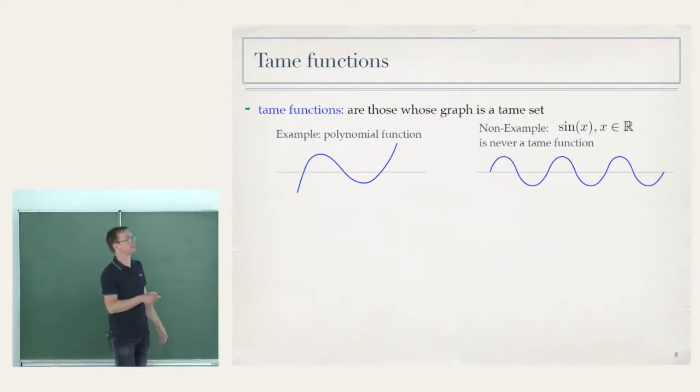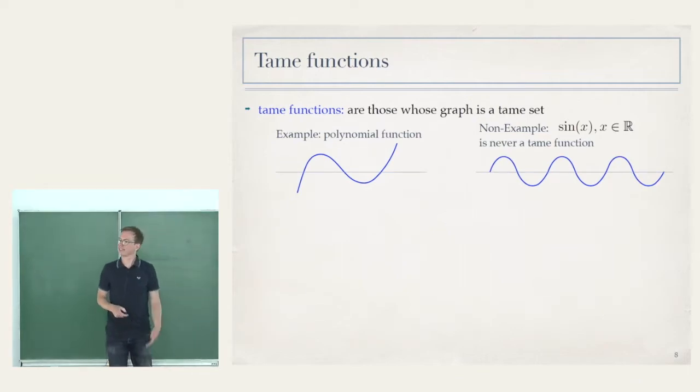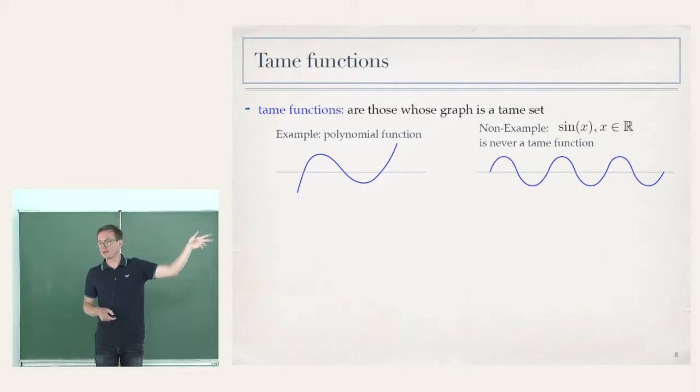A non-example is the sine function for x on the real line. In fact, you see immediately that if you project down to the real line, it has infinitely many zeros. I mean restriction, so just a linear restriction. So it has infinitely many zeros, infinitely many minima and maxima and so on. This is not a tame set, it's never a tame set. Whatever tame structure you pick, the sine function is never a tame function.